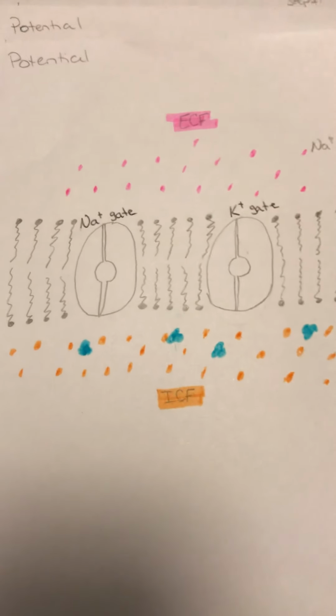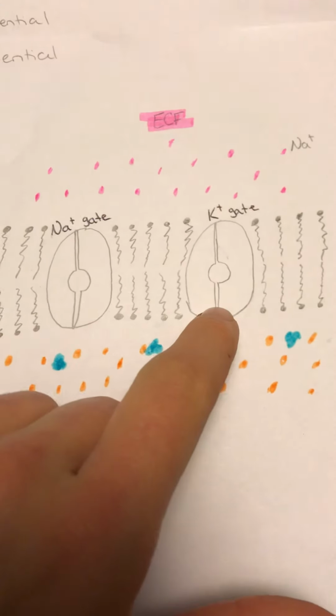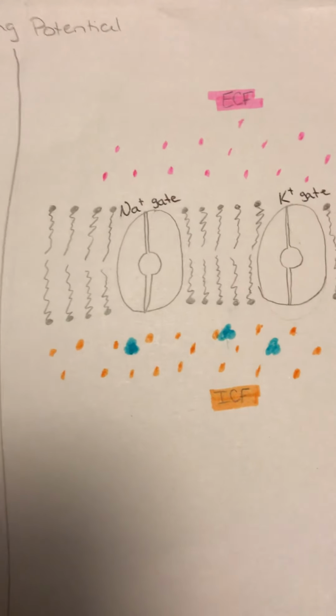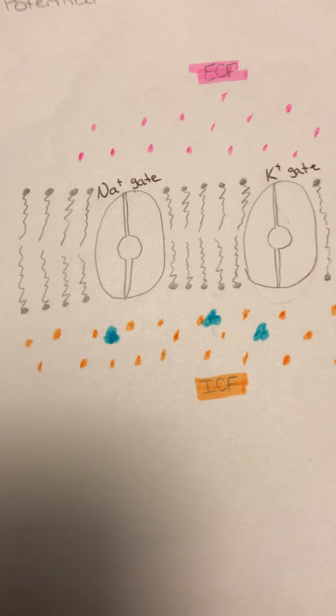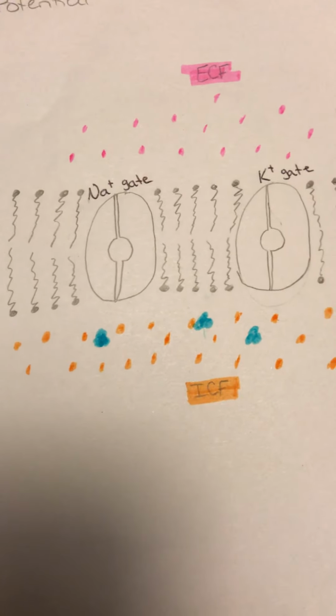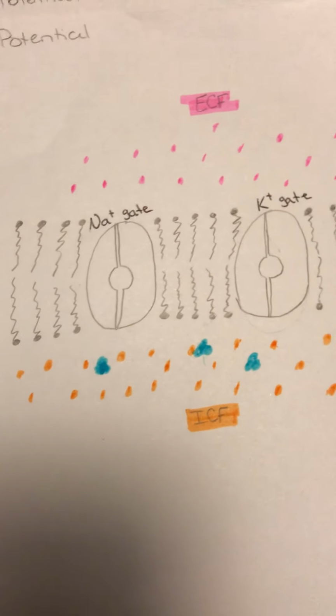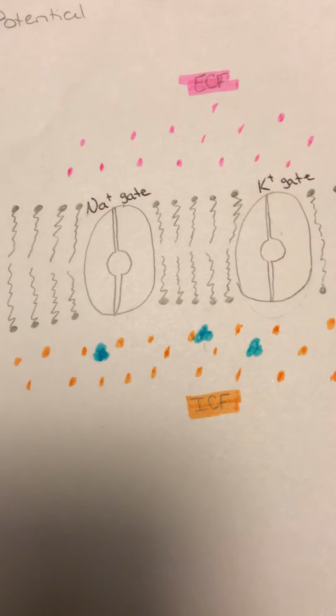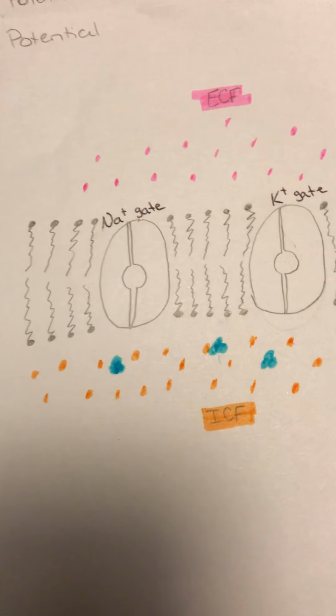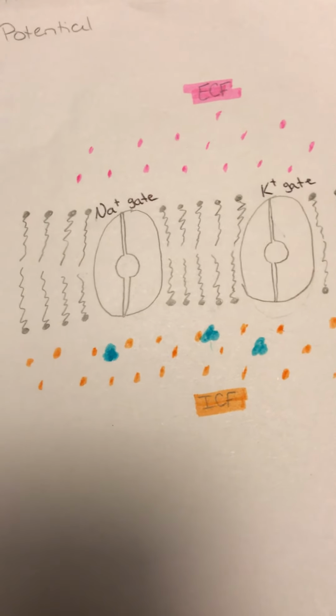Here's a closer look inside the neuron. Here you can see the two gates, which are the sodium gate and the potassium gate. During the resting potential, the gates are closed because the neuron is at rest, which means there's no signal, but it is ready and waiting to send a signal down the length. The resting potential is at negative 70 millivolts, and this is also known as being in a polarized state.